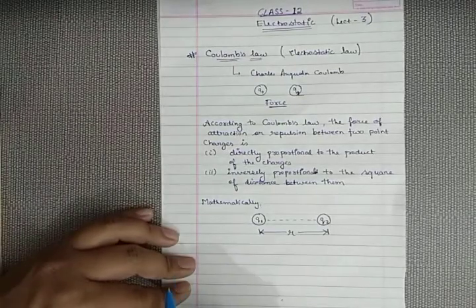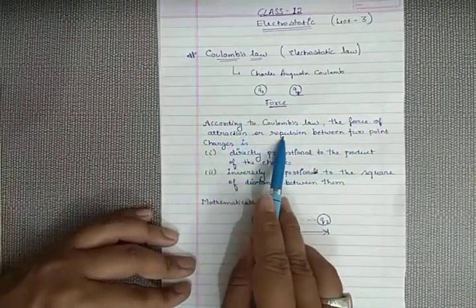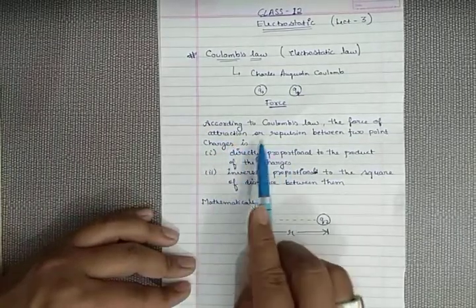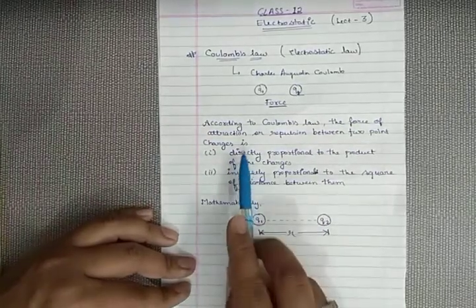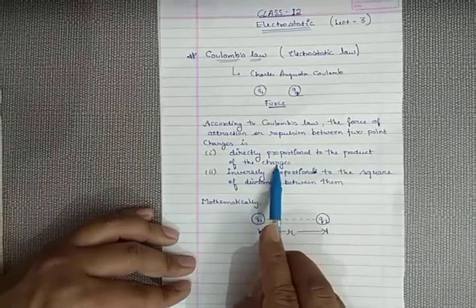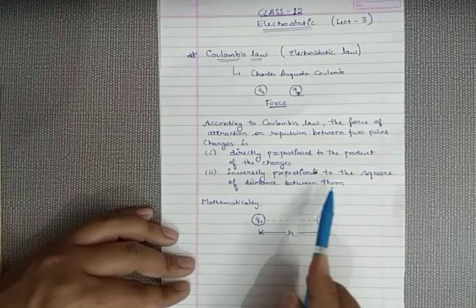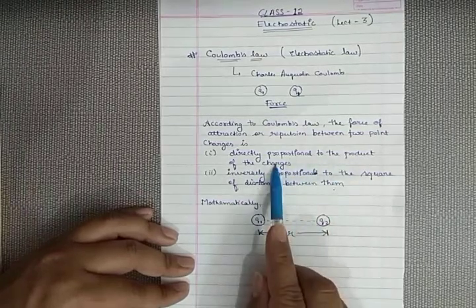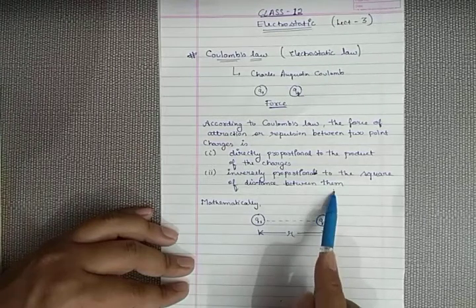So, here is the statement of Coulomb's law. According to Coulomb's law, the force of attraction or repulsion between two point charges. We are having two charges and between them the force of attraction or repulsion will be. Now what is the main statement? This force will be directly proportional to the product of charges and inversely proportional to the square of distance between them. Let me repeat it. Directly proportional to the product of charges and inversely proportional to the square of distance between them.